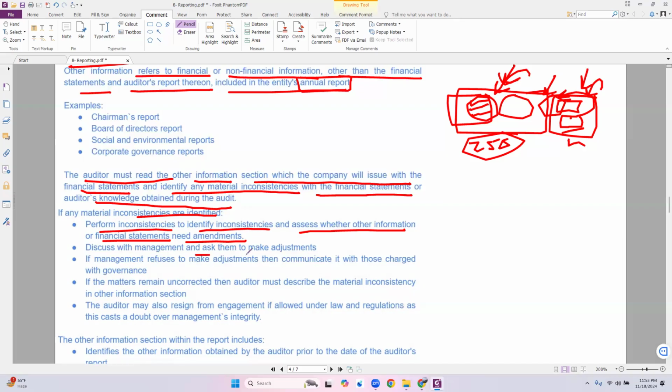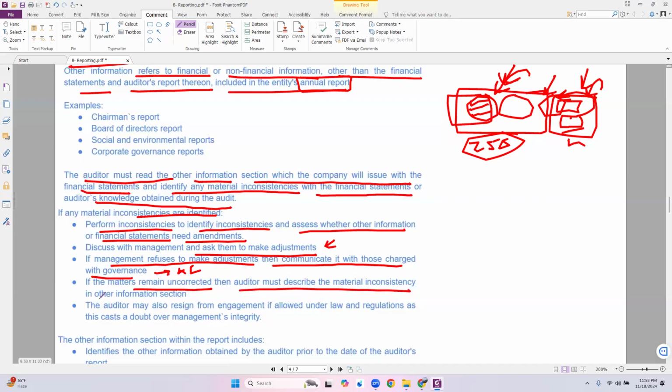Discuss with management and ask them to make adjustments, like change this statement, please. This is a wrong statement that you are including. If management refuses to make these adjustments, then communicate it to those charged with governance. This means you have to communicate to the audit committee if management is refusing to change those statements. If the matters remain uncorrected, then the auditors must describe the material inconsistency in the other information section. The auditor may also resign from the engagement if allowed under the law and regulations, as this casts doubt over management's integrity. That's crazy.